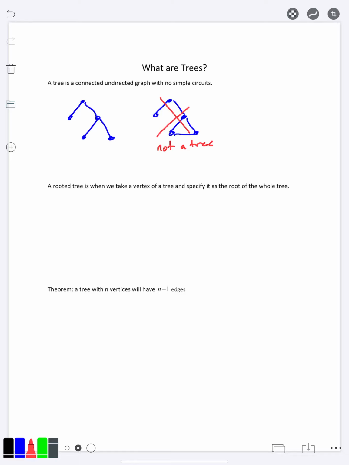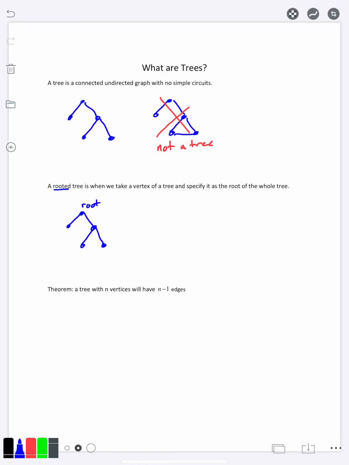And at first, it just seems like a random concept here in graph theory, but it's going to turn out to have tons of applications. And in particular, we're usually going to be talking about something called a rooted tree. So a rooted tree is where you consider one of your vertices to be the root or the beginning of your tree. And then everything else is going to be based off of that.